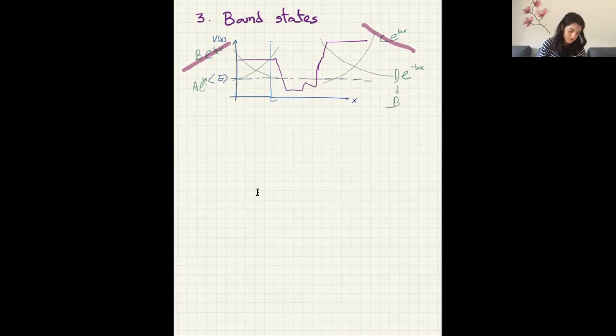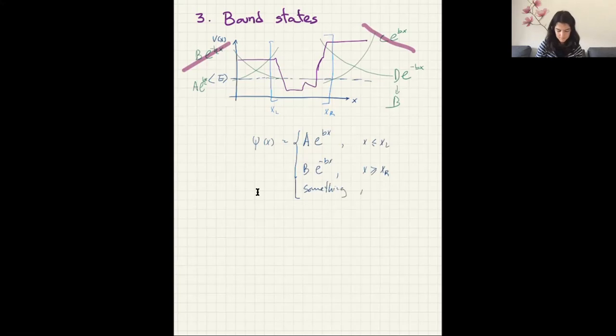So we have that the wave function is equal to A e^{bx} for x smaller than x left. Interesting that this disappeared. x left, x right. And B e^{-bx} for x larger than x right, and something in between. Okay. Good.